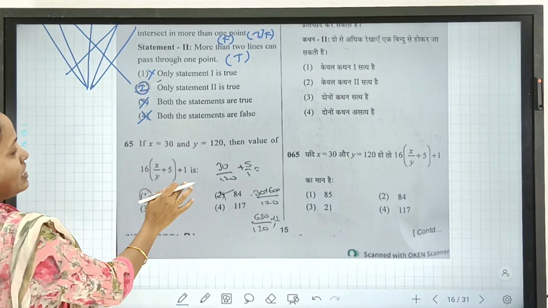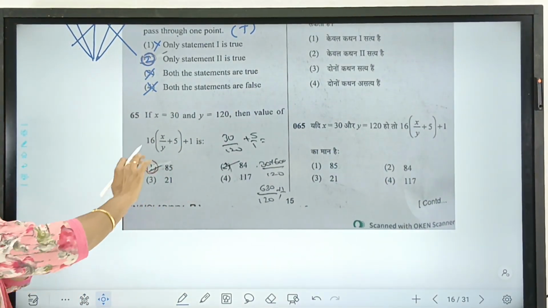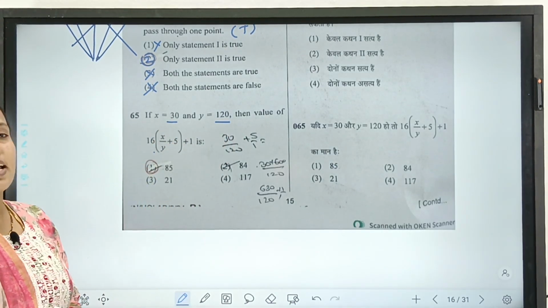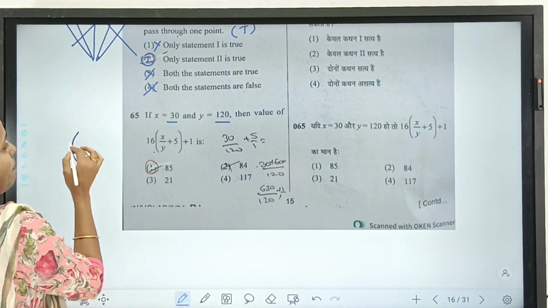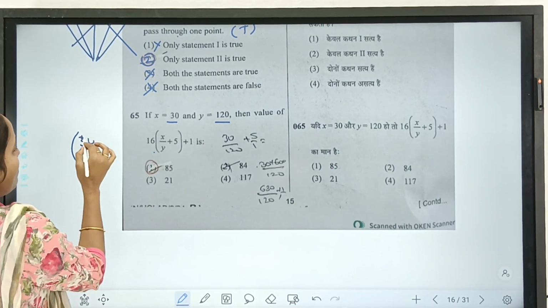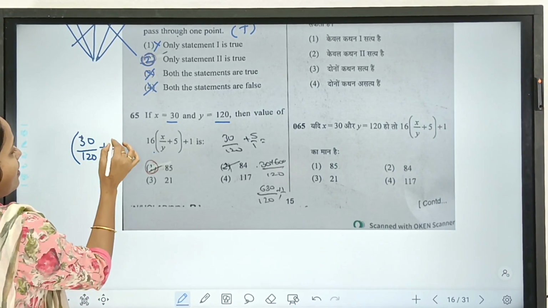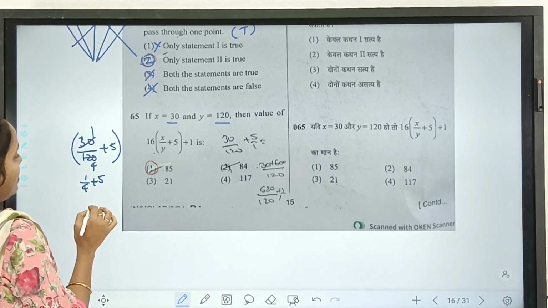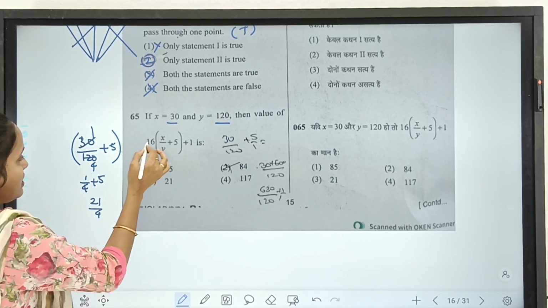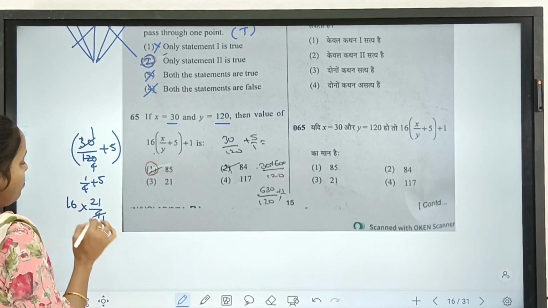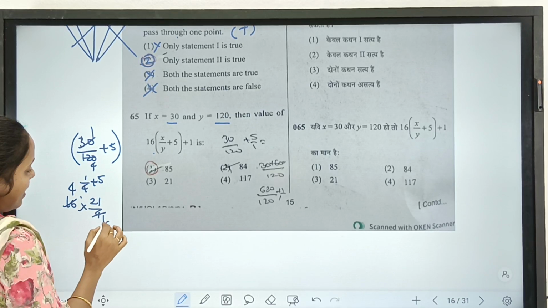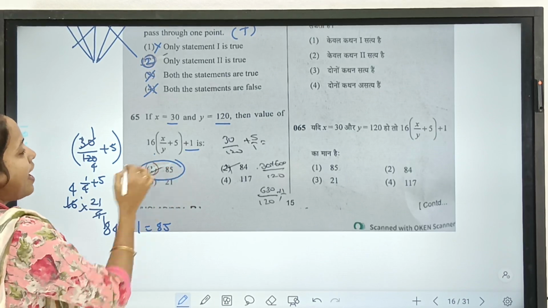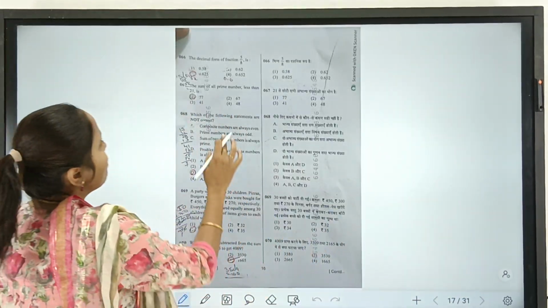And next, it is a very easy substitution question. X they gave, Y they gave. And then find the value of 60, X plus 5. First we need to follow the bracket. First, what is 30 by 120 plus 5. 1 by 4 plus 5 is nothing but 21 by 4. Here 16 is there, do cancellation. 4 ones are 4, means 21 fours are 84. And add plus 1, then you will get the answer 85. Answer is 85. Then go for the next question.